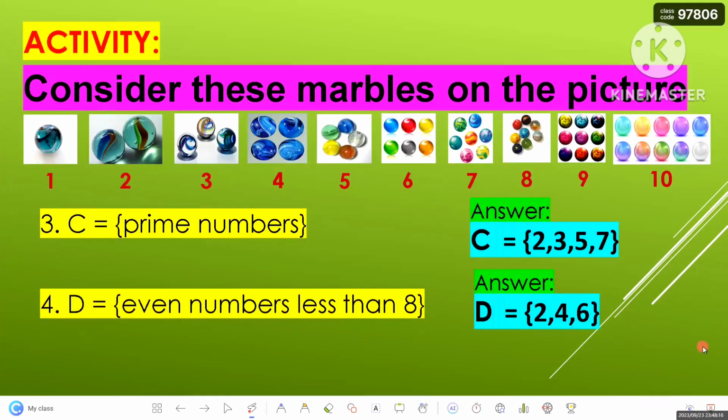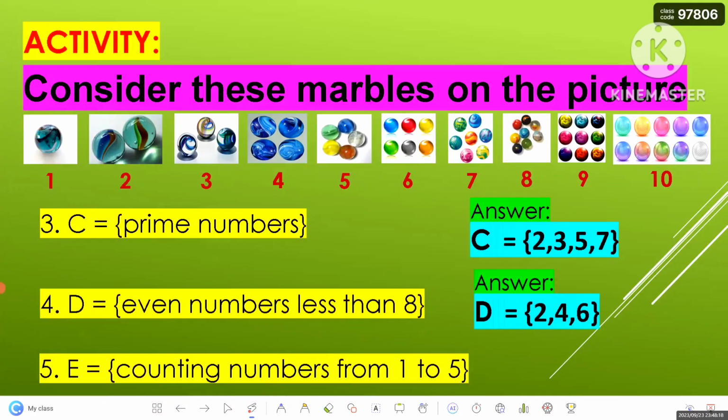That's correct. And number 5, set E equals counting numbers from 1 to 5. Obviously, when we see counting numbers, we start at 1, 2, 3, 4, and 5. Let's see the answer. Correct. Set E equals 1, 2, 3, 4, and 5. So this is the example of our set.